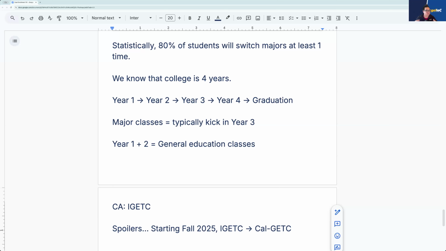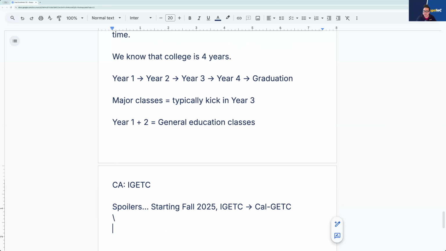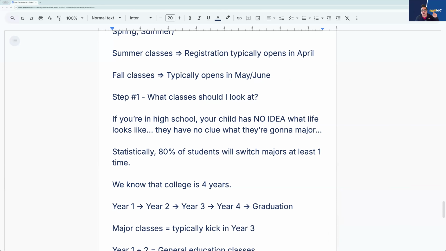So for the purpose of today's call, I'm going to stick to California. If you're from another state, do exactly what I'm saying, but just match it to what your school is calling it. It's the same steps for everyone. We have coaching families from all the different states as well, and we run them all through the same playbook. Okay, so that's that.